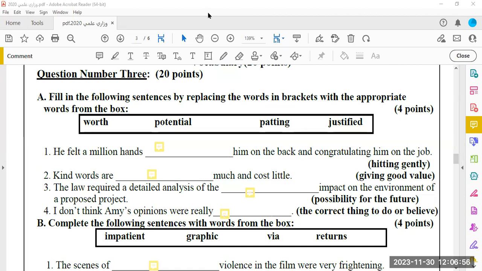The law required a detailed analysis of the potential impact on the environment of the proposed project. Okay, and the next one, Noor Dababni, please. I don't think Amy's opinion was really justified. Okay, so this one, justified. The one before, potential. Number 2, worth. And number 1, patting.